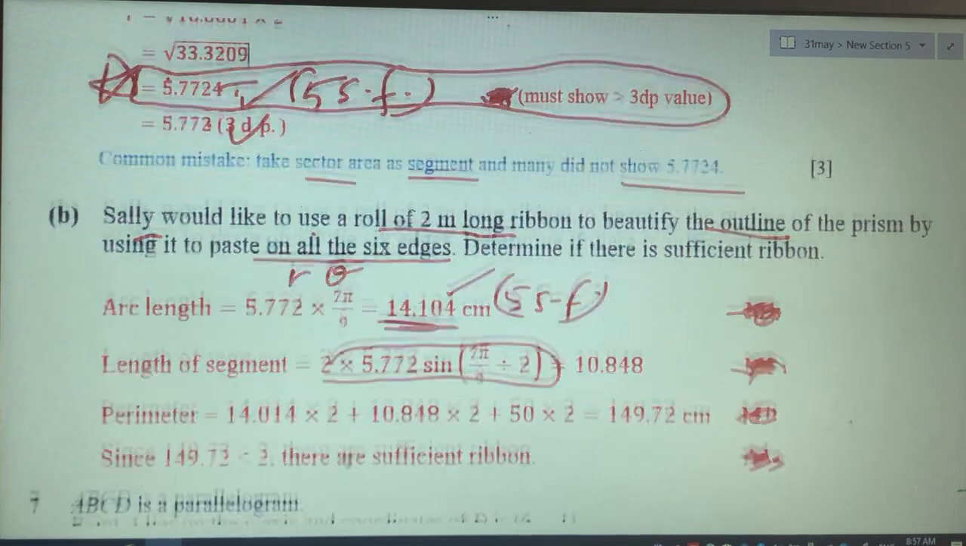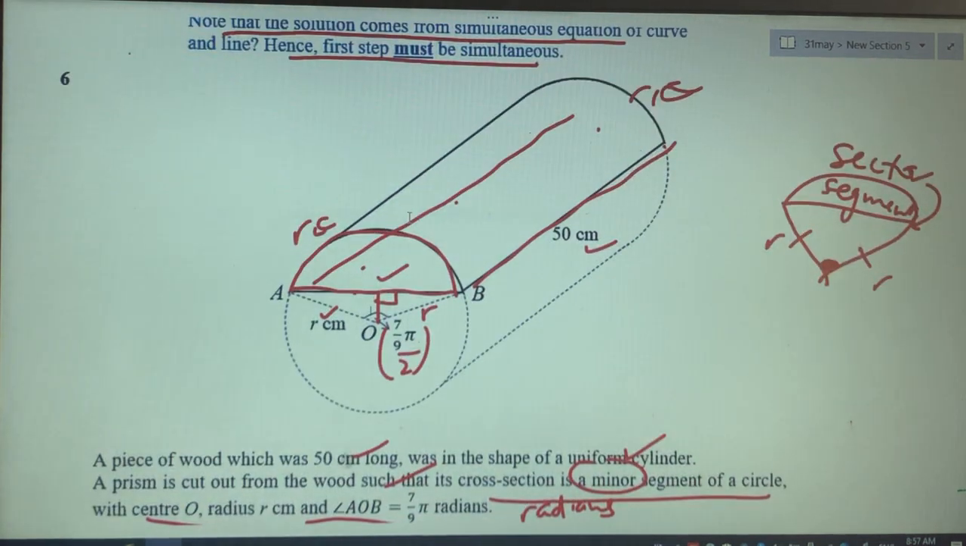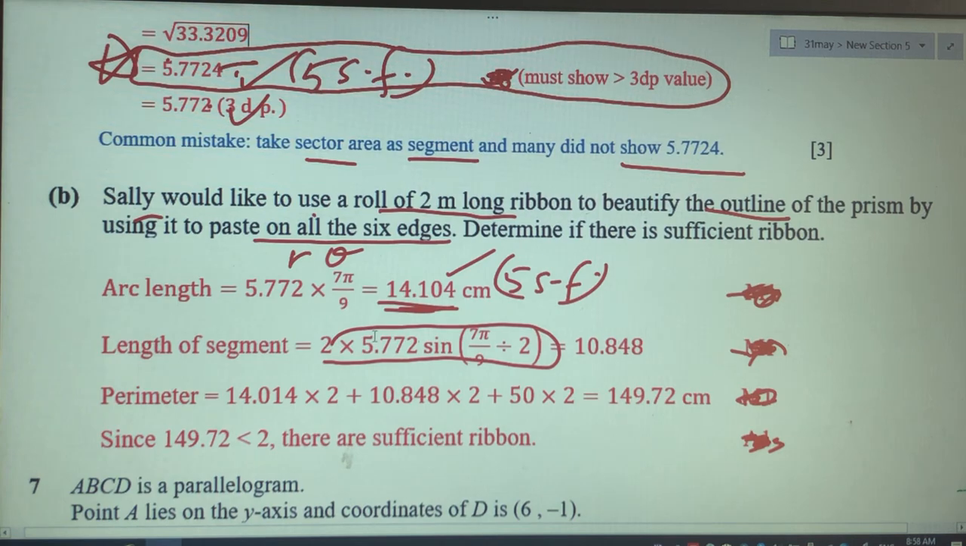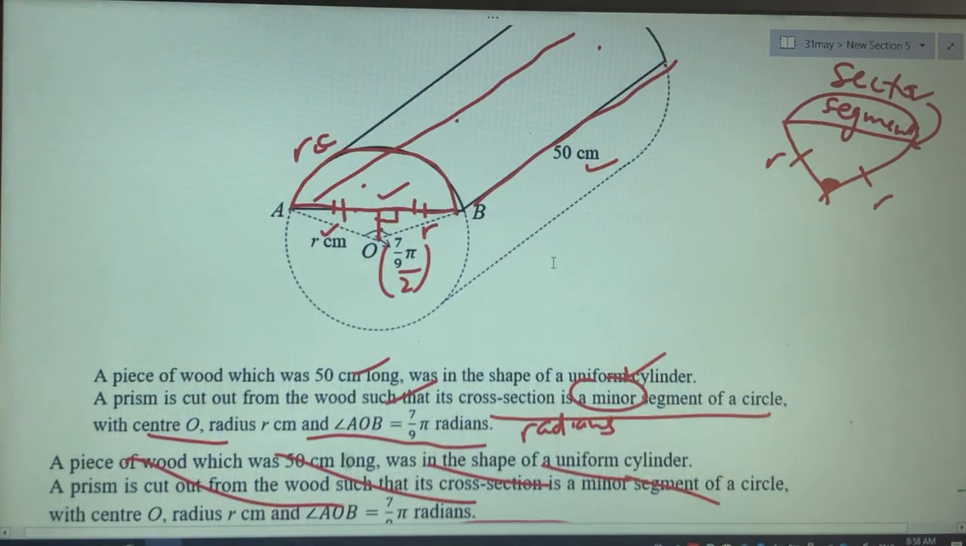Oh, sorry. We are not finding this. We are finding this, opposite over hypotenuse. Here. We are finding here. Then because this length equals this length, the AMATS paper 2 had something like that also, right? But you all didn't realize it. So this is how you find the length of the segment. Length of the segment means here. This line here, which is the same as this line here. Okay, clear?